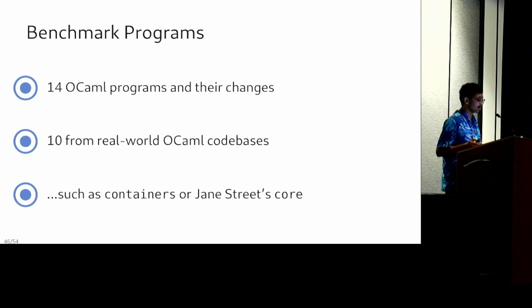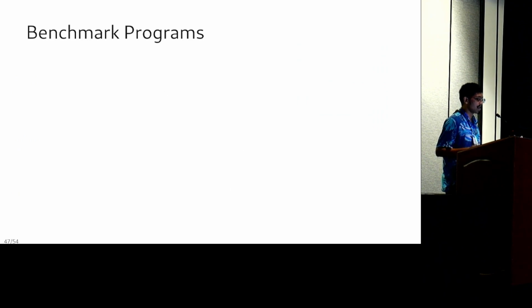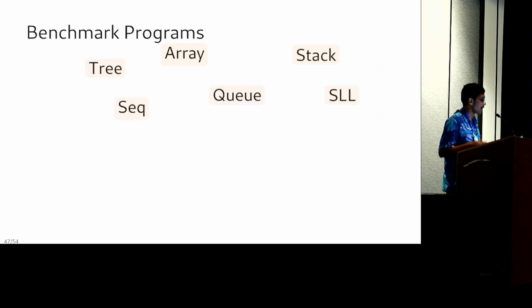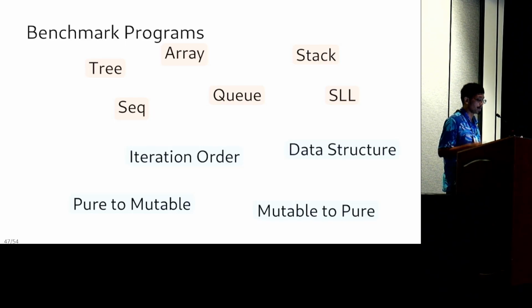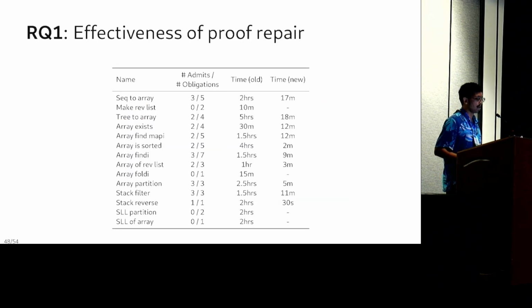So to answer this question, we collected a suite of 14 OCaml programs, 10 of these from real-world code bases, such as containers and Jane Street's core. And this is the full set of programs. You don't need to look at this in detail, but the key thing is we selected programs to exhibit a variety of data structures and changes and refactoring. So changes in iteration order, pure to mutable, and things like changes in internal data structures. So let's answer the questions.